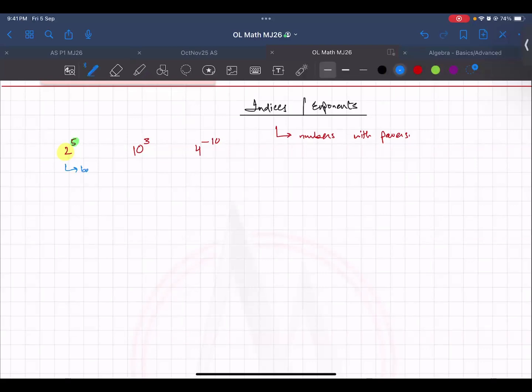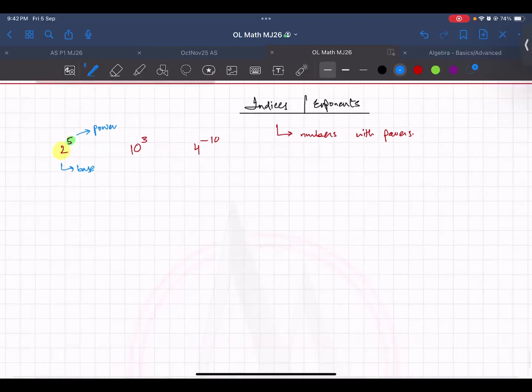So whenever I say base, I will talk about the number which is below, and power or exponent, okay, it is the power. It is the number which is above the base. So base is the bottom number, power is the top one. बार बार base और power करूँगा, so don't confuse the name.